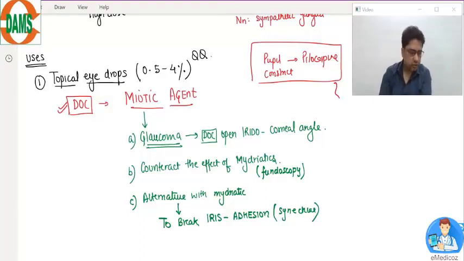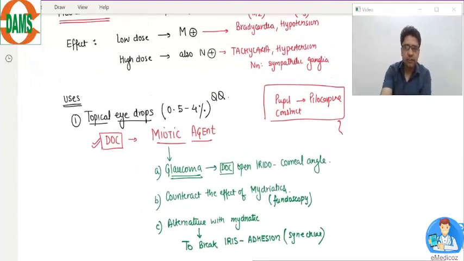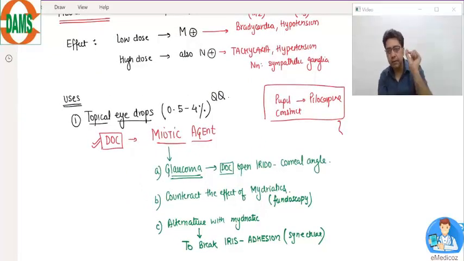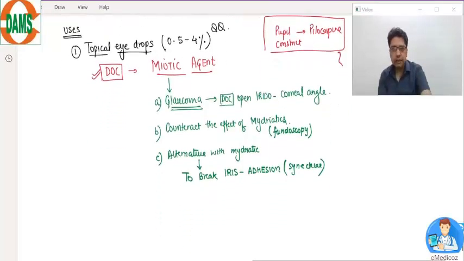Okay. So I have just refreshed. Don't worry. Iris adhesion is known as synechiae. So this is the first use of pilocarpine as a miotic agent. Miotic agents are given in these three conditions. Okay. Now I hope you can remember. Now next point.